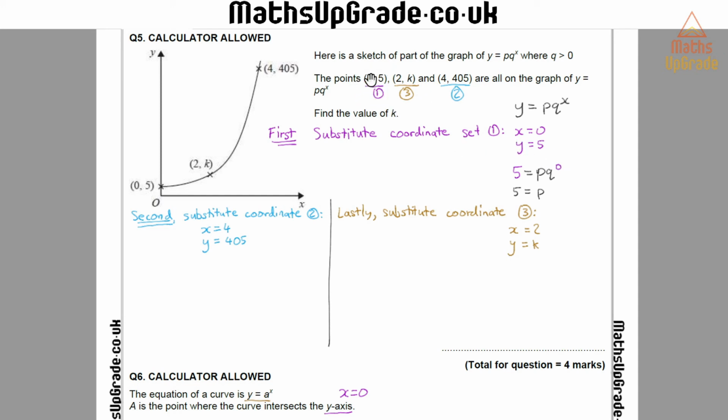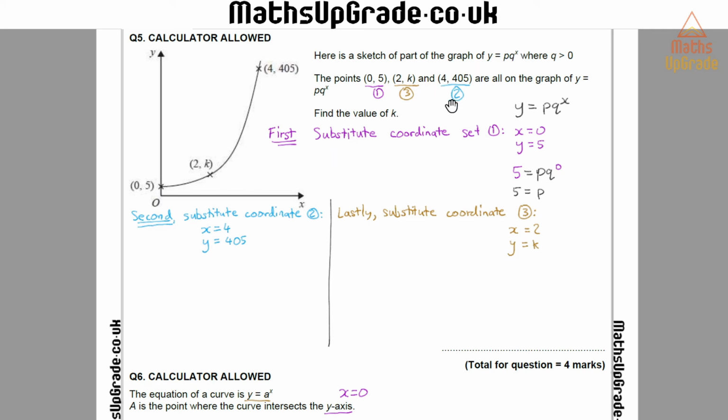So you can see here x equals 0 and y equals 5. So put y equals 5, that becomes 5 equals pq, and x is 0, so 5 equals pq to the 0. Now, since any base which is raised to the power of 0 is equal to 1, this is the same as 5 equals p times 1. So 5 equals p. In other words, p is 5. Straight away I found p is 5. So my equation is now y equals 5q to the x. 5q to the power of x.